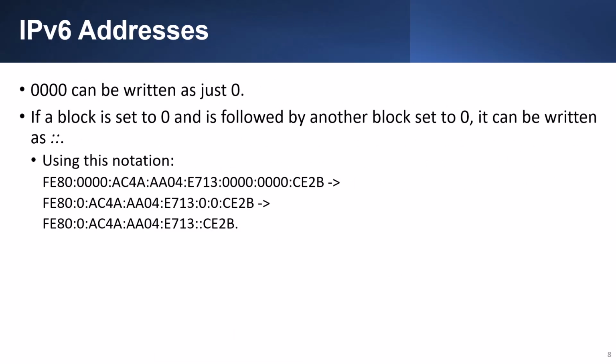0000 can be written as just 0. If a block is set to 0 and is followed by another block set to 0, it can be written as a double colon. Some examples are shown on the screen.